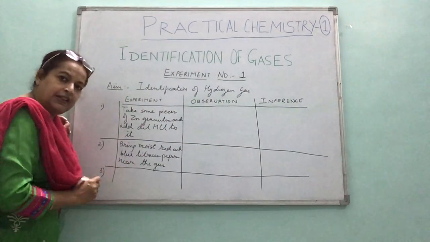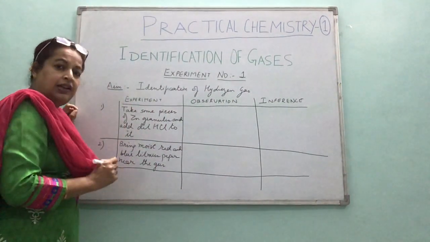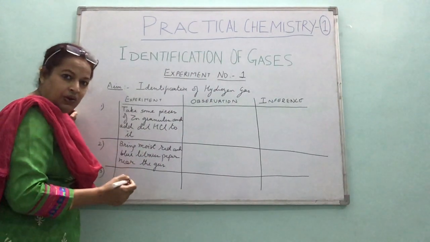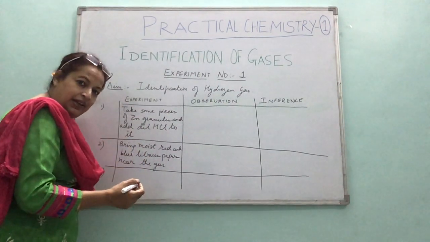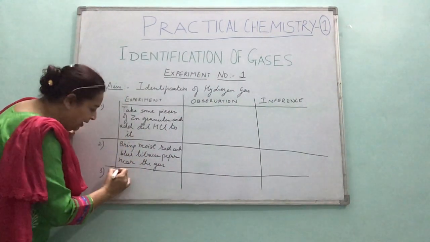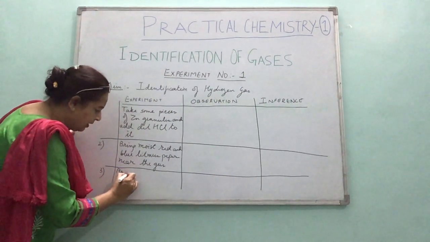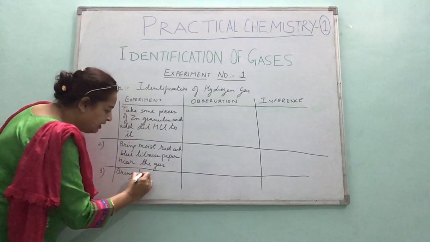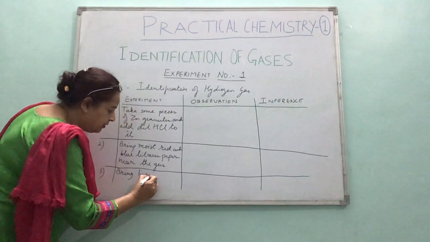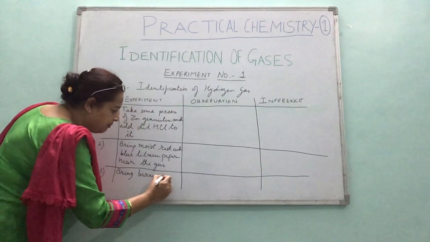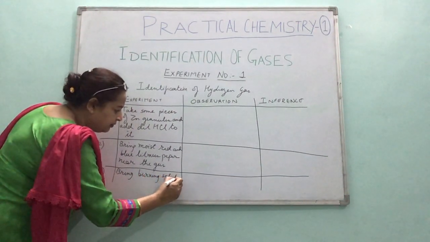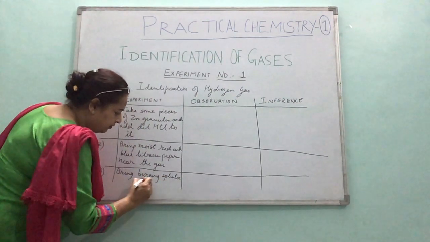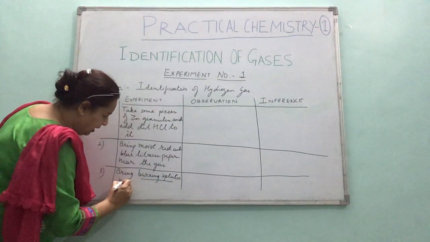And the third is combustibility, that is whether the gas burns or not, or it helps in burning and all. For that, bring a burning splinter near the gas.